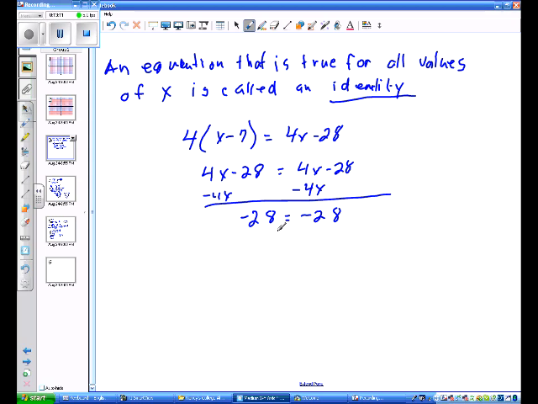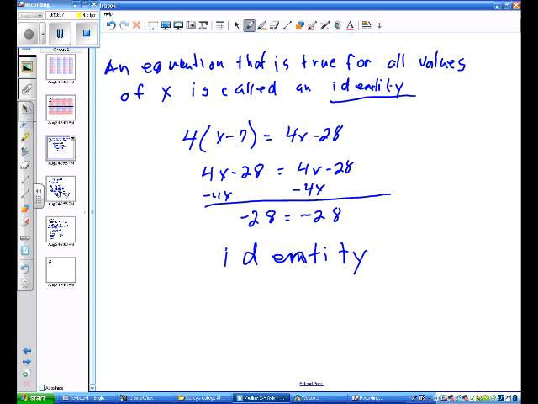So therefore, our variables dropped out. We don't have any variables left, so there's no x saying that x equals something, and we have a true statement, so this tells us that this is an identity. It's an identity where it's true for all values.